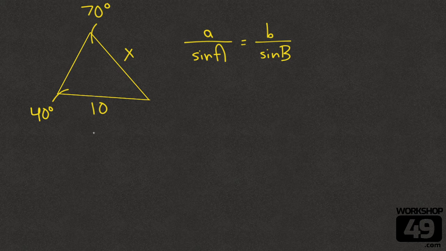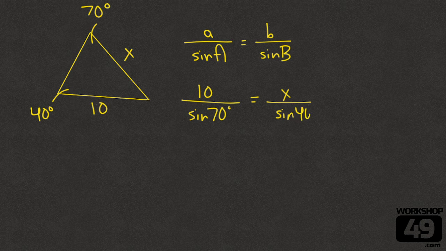Do we know a side and its opposite angle? We do! I really hope someone out there is like, yes, like when I ask those questions. That would make me giggle with delight, just throwing that out there. We know a matching side. It's the 10 and the 70 degrees. So we can write 10 over sine 70 degrees is equal to x over sine 40 degrees.